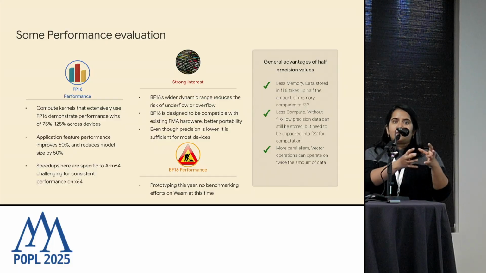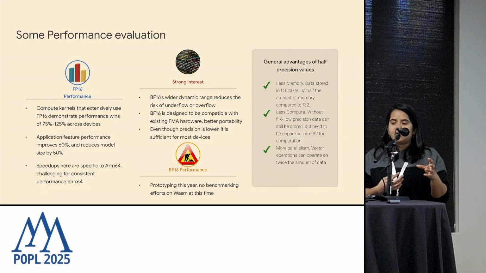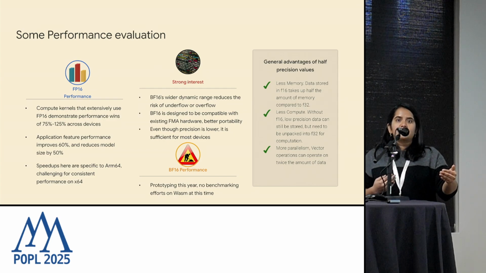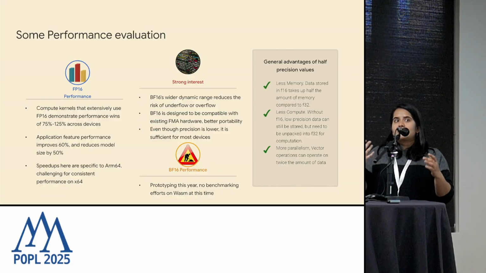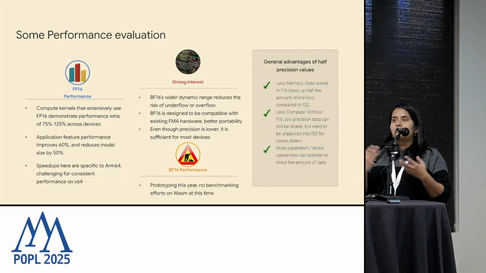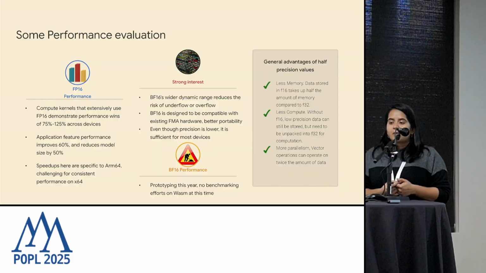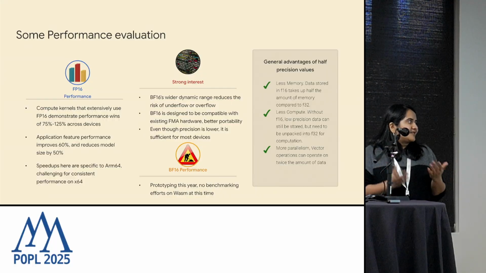I also want to differentiate here between compute kernel performance and application performance. We always want to see a direct mapping. When we see compute kernel performance improve, we also want to see application performance improve. In some interesting cases like relaxed SIMD, we didn't always see that map one-to-one because you could use sparse data, and that affects your overall performance. In this case, though, there's an application feature performance improvement of 60%, and it also reduces model size by 50%.